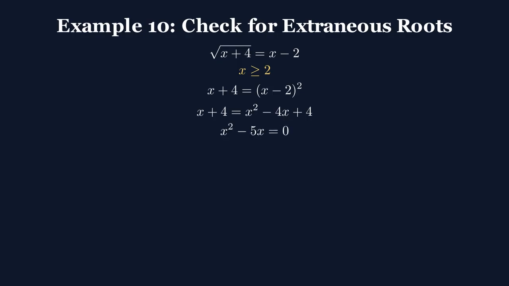x squared minus 5x equals 0. Factor to get x times (x minus 5) equals 0. So x equals 0 or x equals 5. Check the restrictions and the original equation. x equals 0 is extraneous and x equals 5 works.